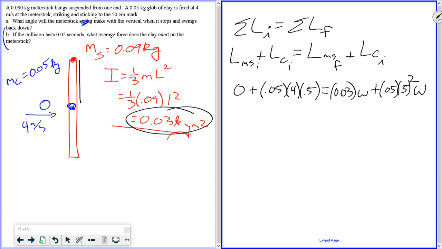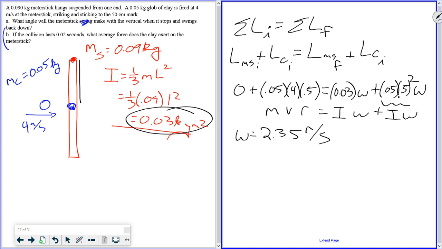Oops, this is 0.5. Okay, so mvr equals I omega plus I omega is basically what I did there. Solve for your omega, and it turns out to be 2.35 radians per second. So that's the angular velocity immediately after the collision. That means we've got some rotational kinetic energy, right?